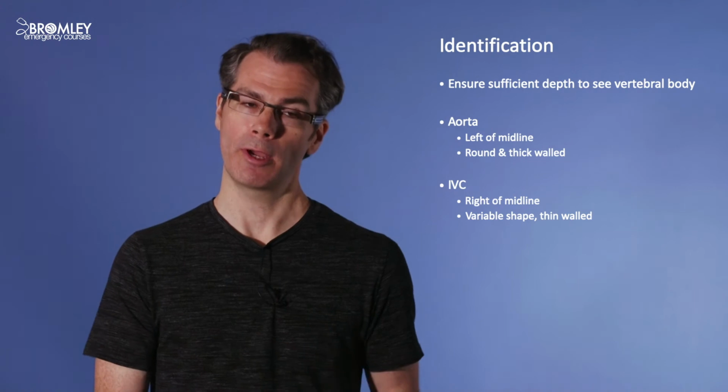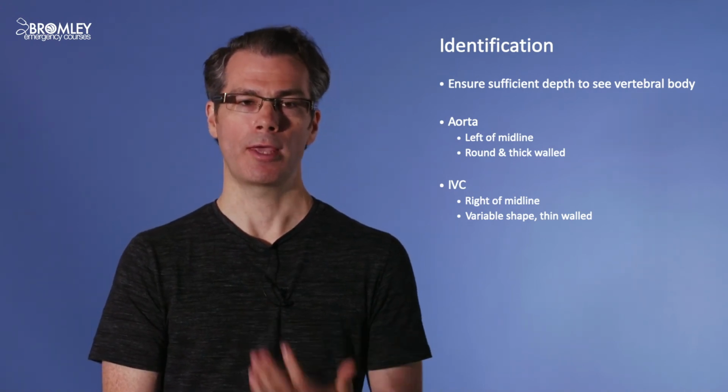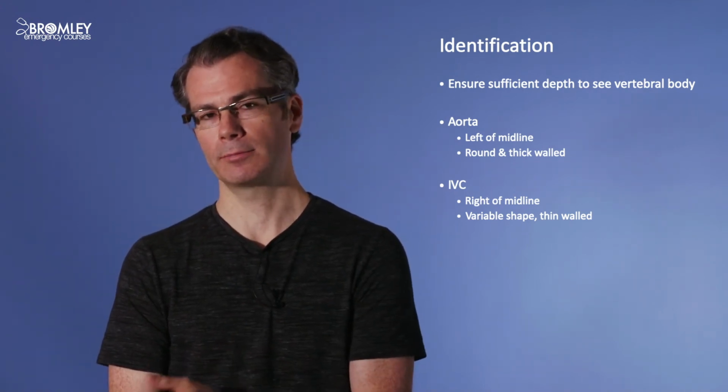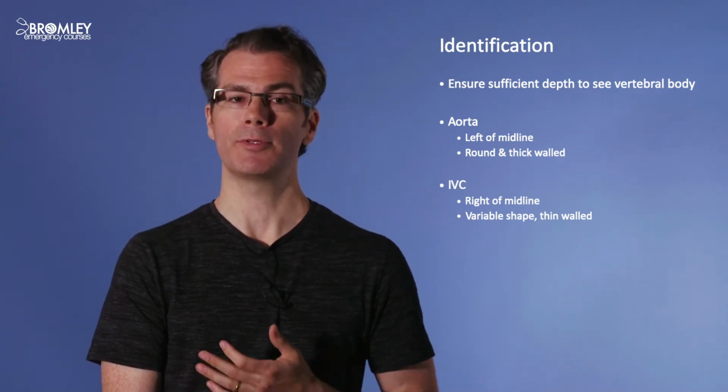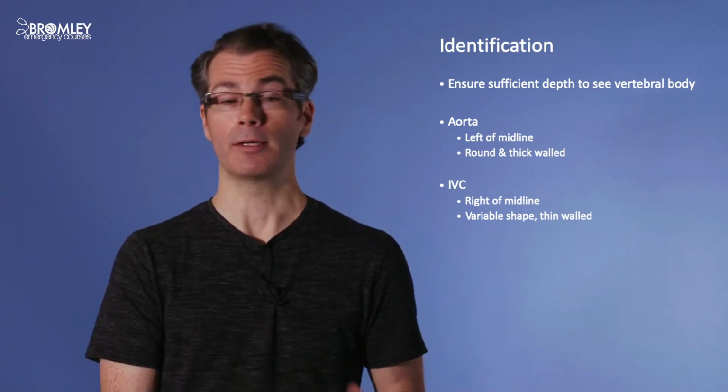Distinguishing the aorta from the IVC is also important. So the aorta tends to be to the left of the midline, IVC to the right. The aorta is round and thick-walled, whereas the IVC can be of variable shape and is thin-walled.